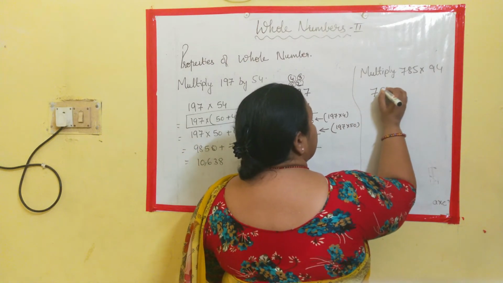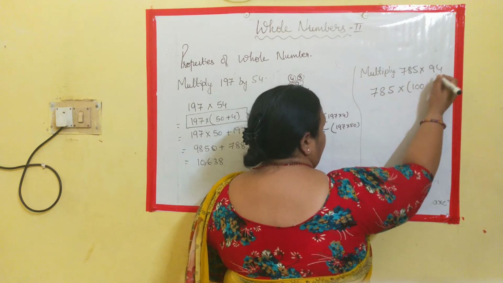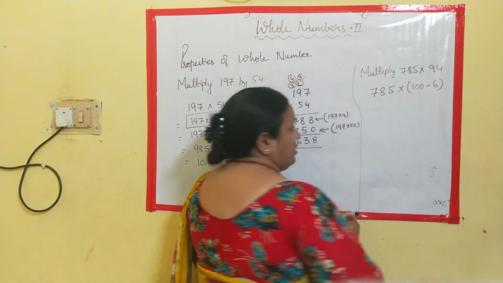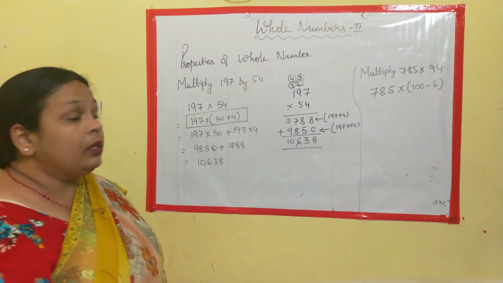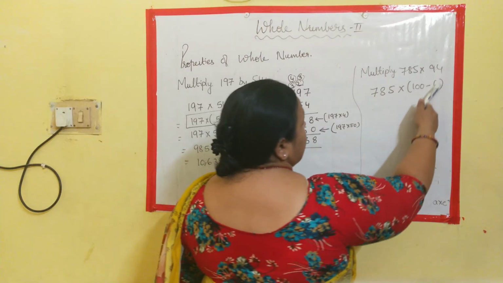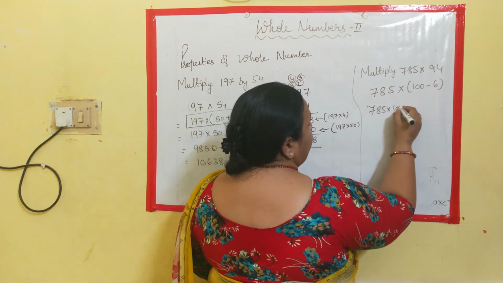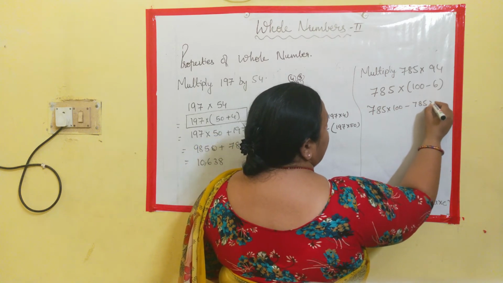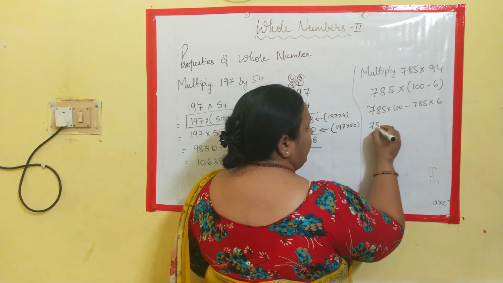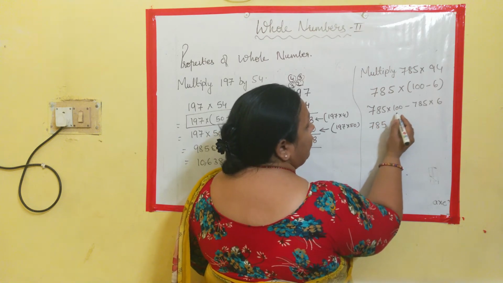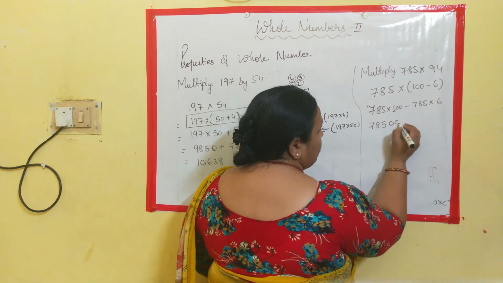So for that, 785 into 94 can be written as 100 minus 6, as we have written here as 50 plus 4. Clear? This 100 minus 6 is nothing but 94. Now 785 into 100 minus 785 into 6. So see, here the calculation part became very easy. 785 multiplying by 100 means write the number and add 2 more zeros.